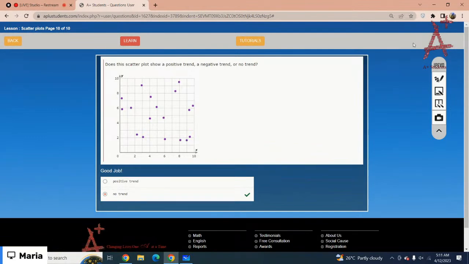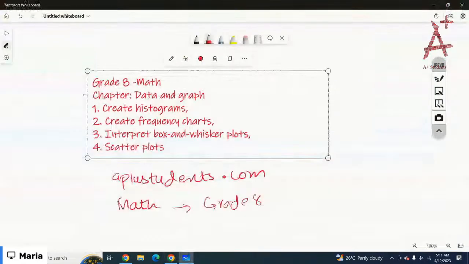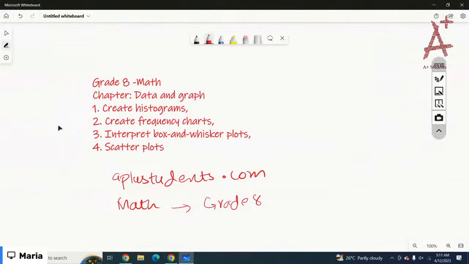Okay, we are done with the lesson. Also, we are done with the session. We were working on grade 8 maths. The chapter we were working on is data and graphs. And the lessons we have covered today are create histograms, create frequency charts, interpret box and whisker plots, and scatter plots. So if you have any question related to the graph, you can ask. I'm here to answer all your questions and confusions if you have any.